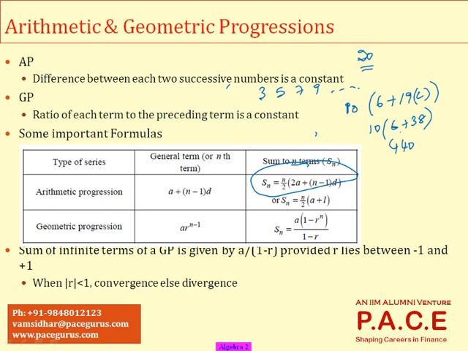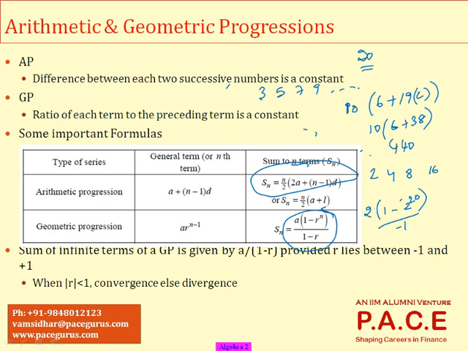Similarly, if it is a geometric series, let's say again 2, 4, 8, 16. Again the same logic, right? I can very well find out the sum of the first 20 terms using this formula: a into 1 minus r to the power of n divided by 1 minus r, so 2 into 1 minus 2 to the power of 20, divided by 1 minus 2, which is minus 1. So you can solve this and whatever comes out is the sum of the first 20 terms of this series.